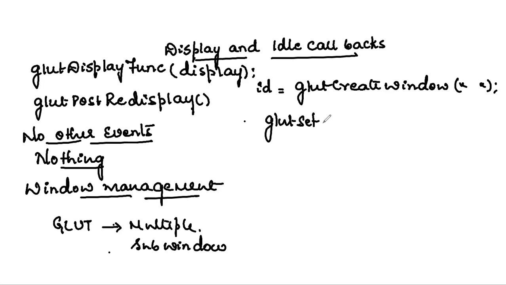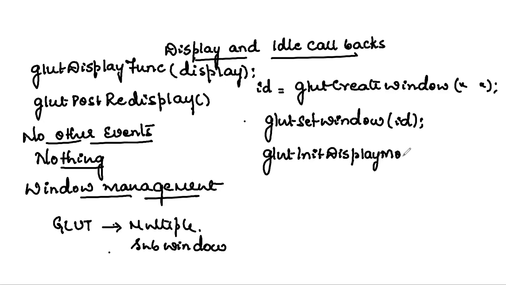Now I can set any window as the current window by using the function glutSetWindow, which will take one argument, that is the ID. We can make this window have different properties from that of the other window by invoking the function glutInitDisplayMode. You use this in order to set the properties before using glutCreateWindow. If you use glutCreateWindow first, then you cannot set the properties. So first set the properties and then go for the creation of the window.